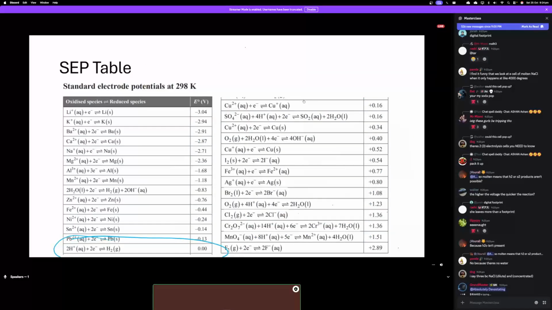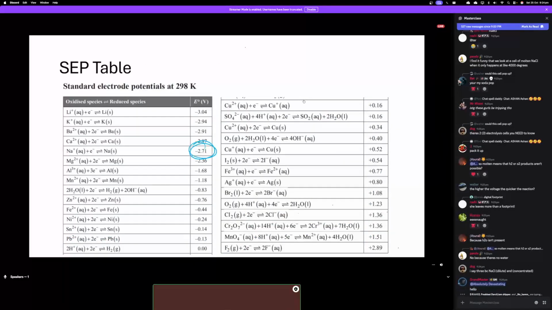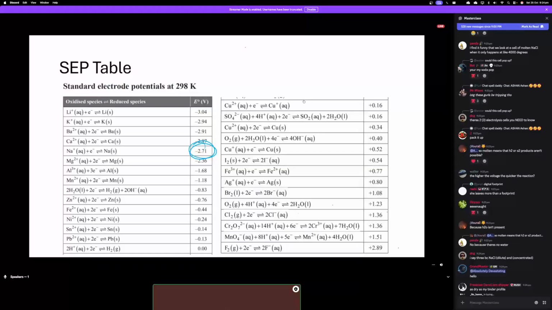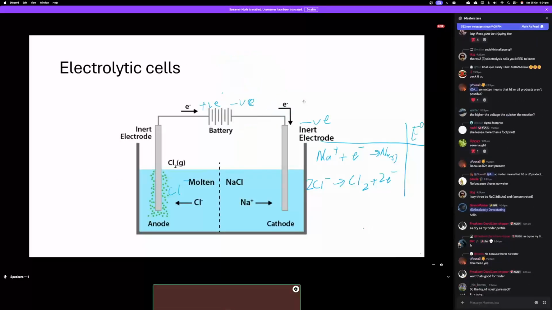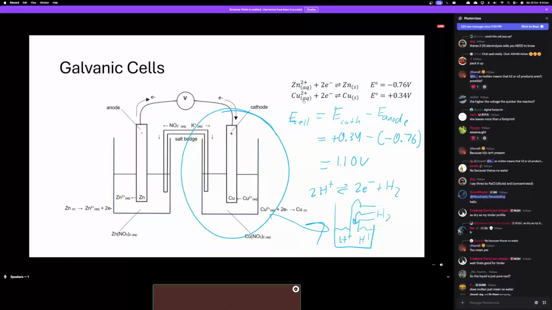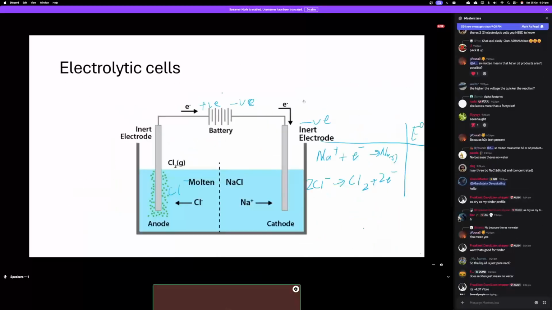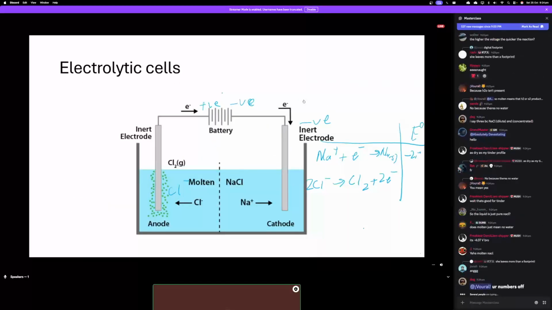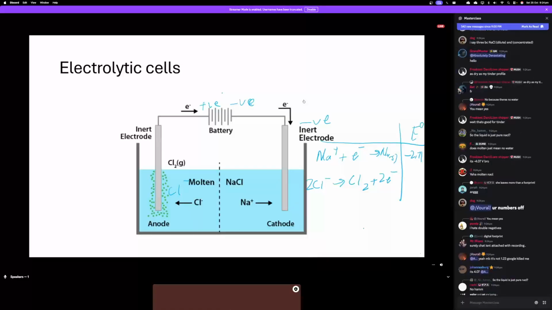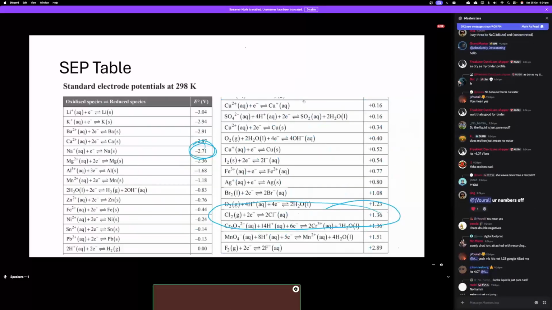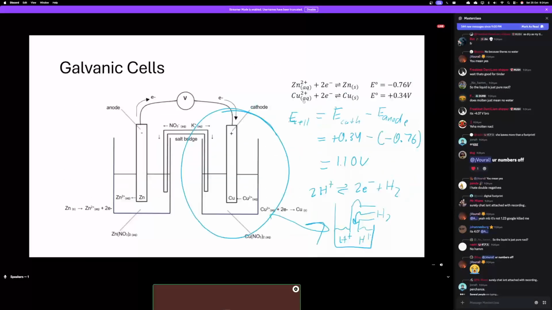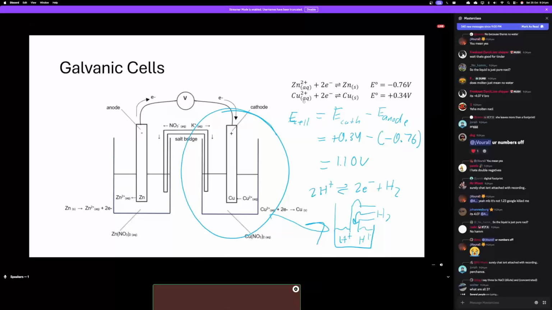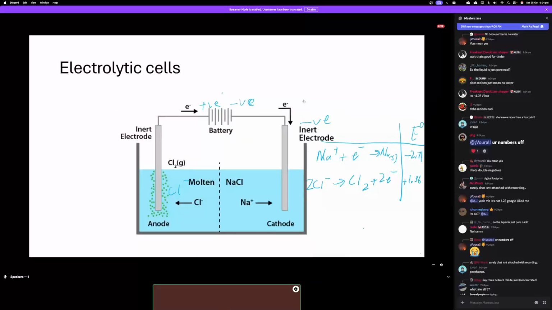Where is it? So Na, this is negative 2.71, and then Cl minus over here. I'm getting a different number to, I don't know who gave me this, but I'm getting a different number to that according to this. But I'll redo it with my one. This is negative 2.71. Okay, thank you. And this is positive 1.36. Yep. These are the E values for my two half equations, right?